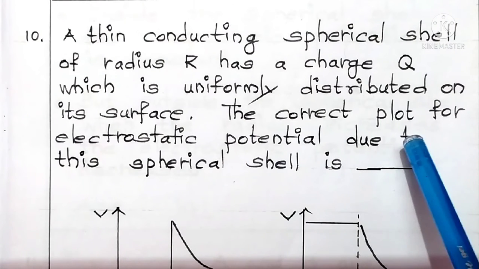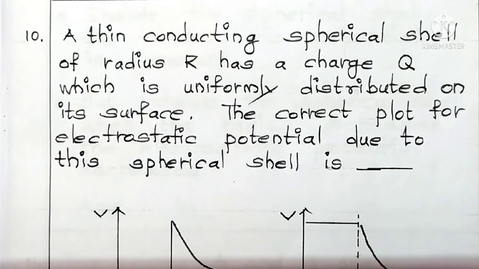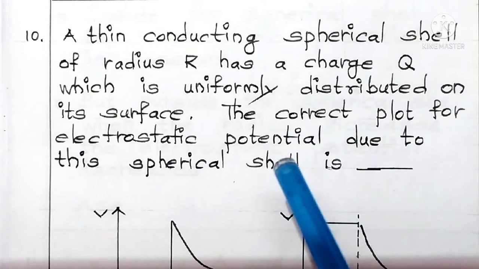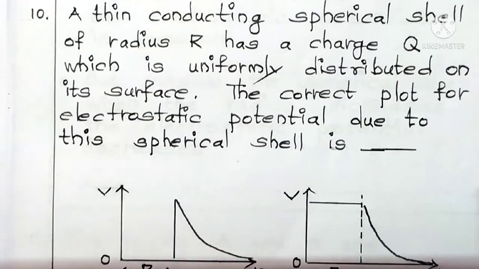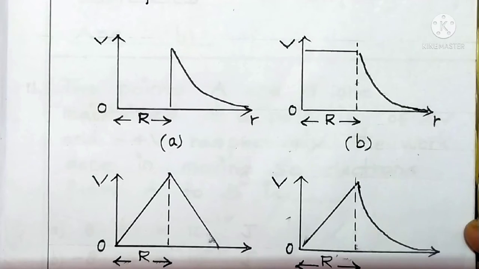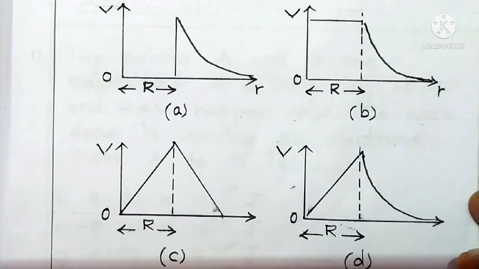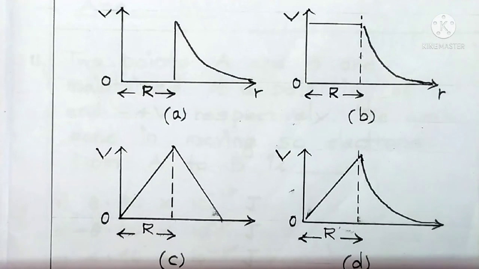So the correct plot for the electrostatic potential due to this spherical shell is, so the electrostatic potential developed due to this spherical shell. For that, 4 types of graphs have been drawn. We are supposed to find out the correct one. Now let us see the options. Here there are 4 options given, 4 graphs have been drawn. Now let us learn about this graph first, then move on to the answer.